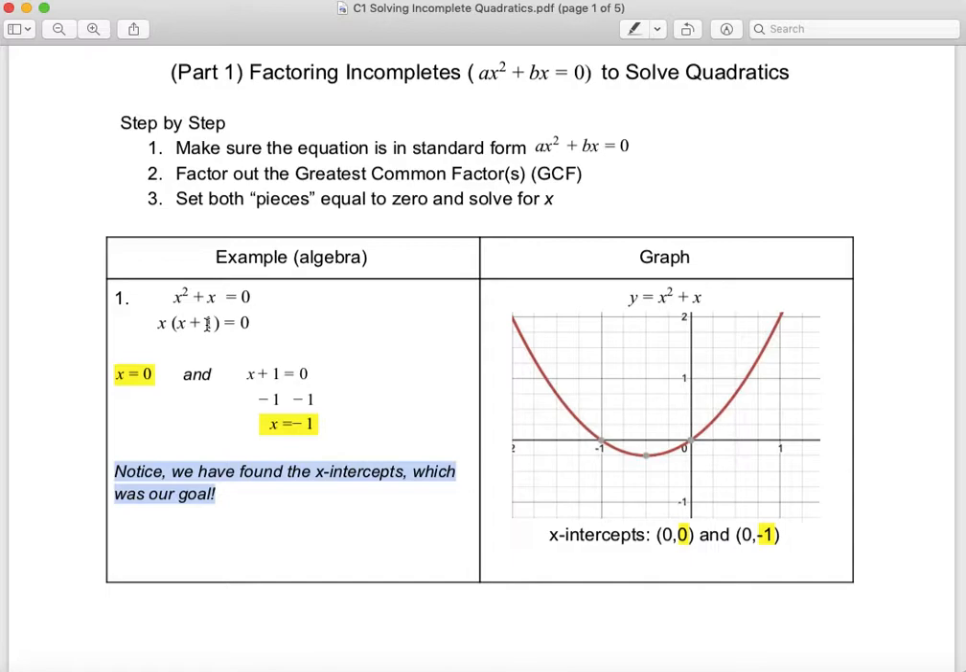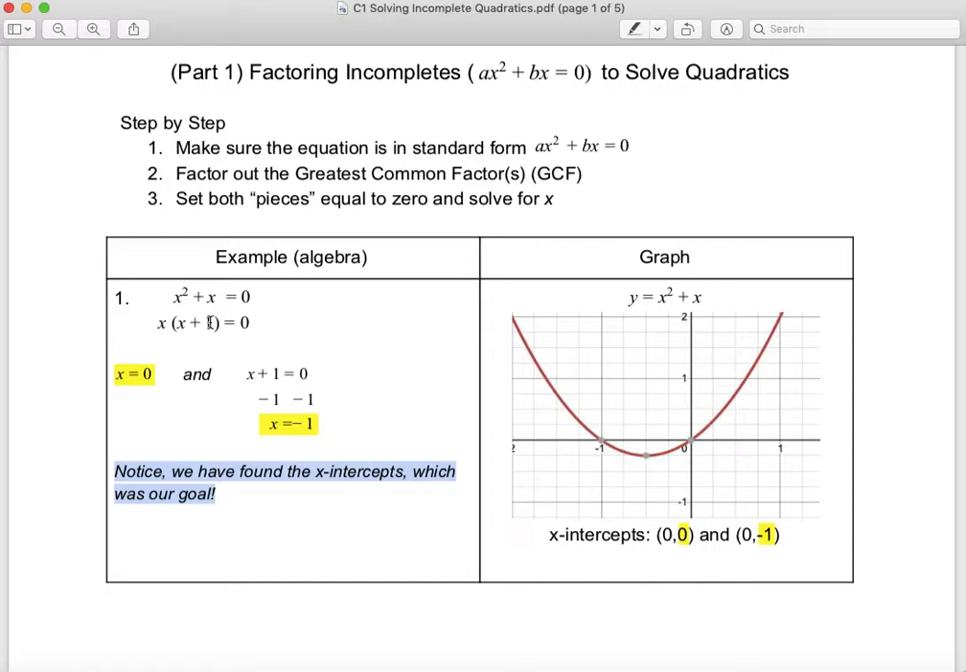Think of this as we're doing the opposite of distributing, right? If I look at x times x plus 1, if I were to distribute that, I would do x times x, which gives me x squared, and then I would do x times 1, which gives me a single x. We're undoing the distribution there. So factoring is the opposite of distributing. And in this case, if I'm factoring out an x, well, x squared divided by x leaves me with x, and x divided by x leaves me with 1.